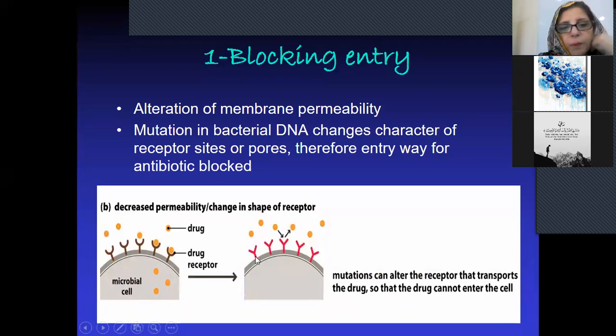How does it block the entry? It can either alter the membrane permeability. How does it do that? There are certain receptors on the cell surface which are going to get attached to the drug and make the membrane permeable to the entry of the drug. But if it changes this drug receptor, then this drug will not get attached to it. And if it does not get attached to it, the permeability will not be changed, and therefore the drug becomes impossible to reach into the interior of the cell.